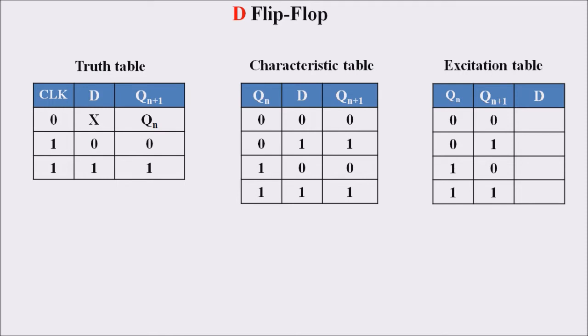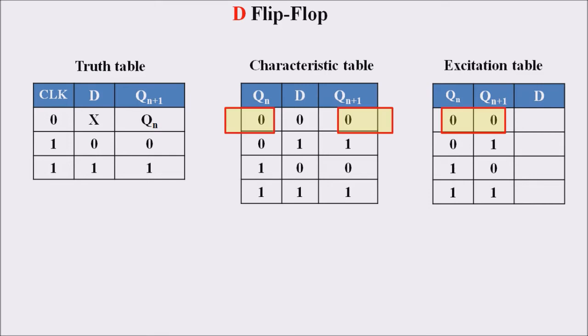This excitation table is created with the help of the characteristic table. If we analyze Qn and Qn plus 1 equal to 0 in the characteristic table, the 0 0 condition is the first row condition that is marked over here, and in this case the output D will be 0, and thus in the excitation table 0 0 input results in an output of 0. Moving to the second case, Qn is equal to 0 and Qn plus 1 is equal to 1, in the characteristic table the D value will be 1. Thus the output will be 1 in the excitation table.